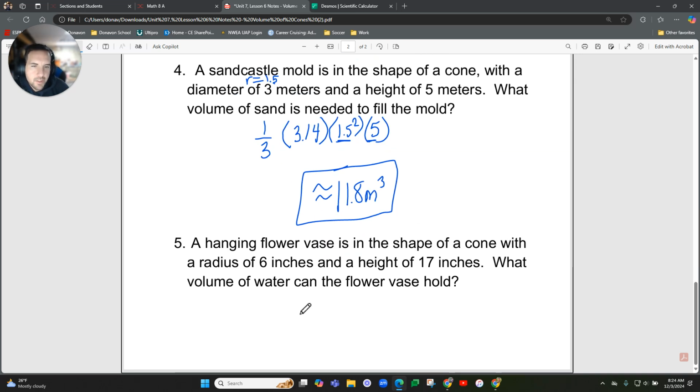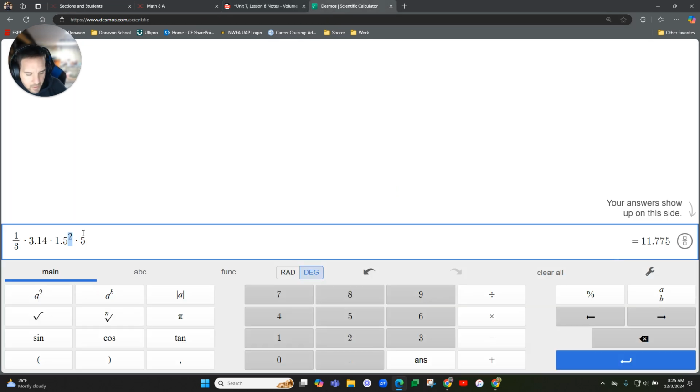All right, and the last one that we're going to do, again, same thing. Vase is in the shape of a cone, radius 6, height 17. What is the volume of water it can hold? Okay, so we're going to do 1/3 times pi times the radius squared, so that's 6 squared, times the height. And again, we only care about the 6 and the 17. The radius and the height, everything else is the same. So the radius was 6, and the height was 17.